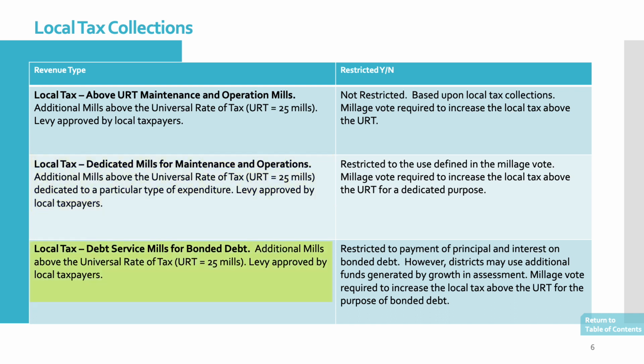The last one on the row is a local tax, so that's your debt service mills for bonded debt. Sometimes you need a little extra money just to pay the bills, make ends meet, just not so specified. And your debt service mills can be used for that. So it's a little less restrictive than the dedicated mills.